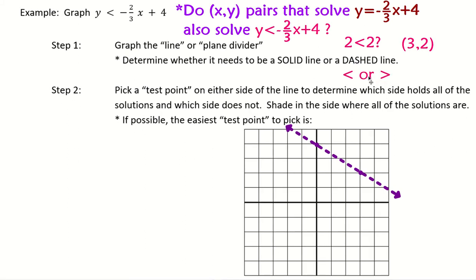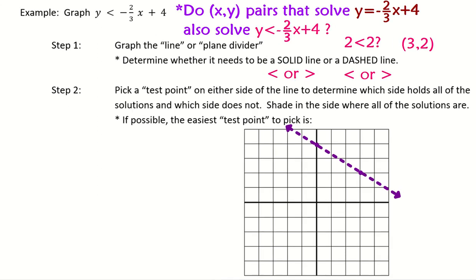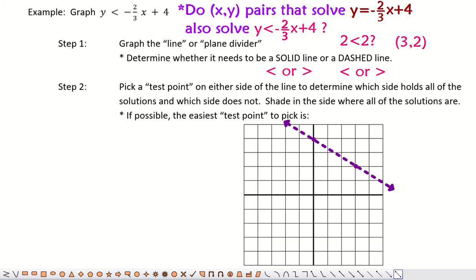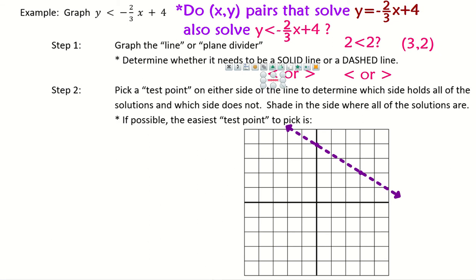So a dashed line would be a less than or a greater than. A solid line would be less than or equal to, greater than or equal to. So it's these two symbols that would have you doing a solid line in your graph, and it's these two symbols that would have you doing a dashed line.